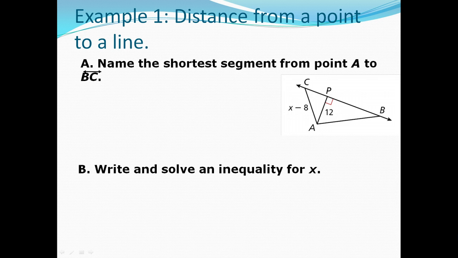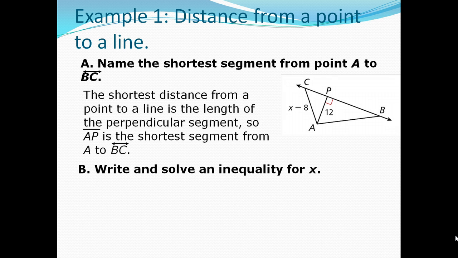We have this triangle, ABC, and we have P somewhere along BC, and we see that it is perpendicular to BC. To name the shortest segment from point A to BC, we look for the perpendicular bisector. It is the perpendicular segment, so it is the shortest distance.